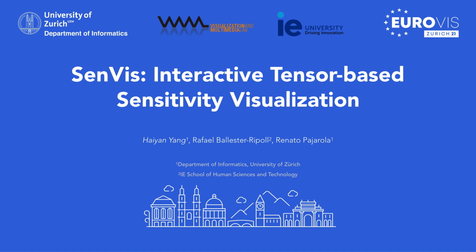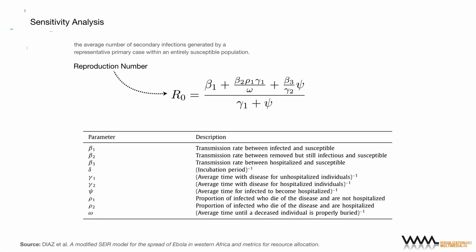Today I'm going to present our work SenVis, an interactive visualization tool for sensitivity analysis based on tensor methods. For a given mathematical or simulation model, sensitivity analysis studies how the model's output uncertainty can be allocated to the uncertainties from its input variables, which can be very useful for model understanding, refining, and simplification.